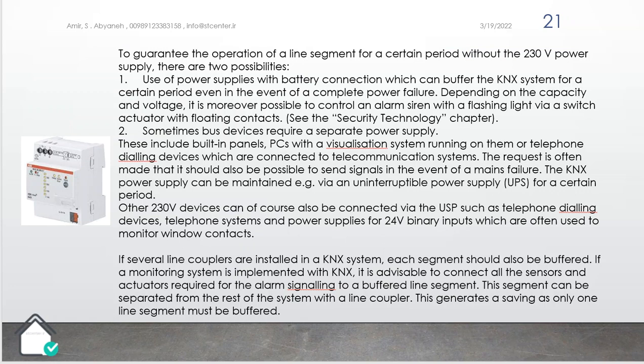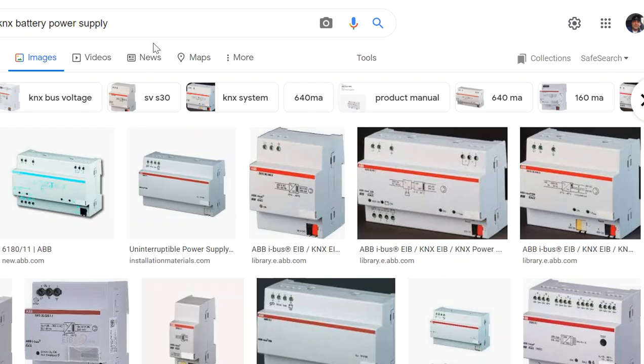To guarantee the operation of a line segment for a certain period without a 230 volt AC supply, there are two possibilities. Use a power supply with battery connection. Some power supplies in the market are connected with a battery. Here you can see this power supply from ABB is connected to the battery. The main line is coming in, and there is also a connection to the 12 volt DC battery. It can provide 1 hour, 2 hours of power in case of power failure, of course.